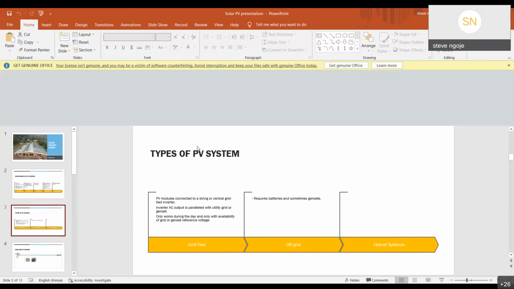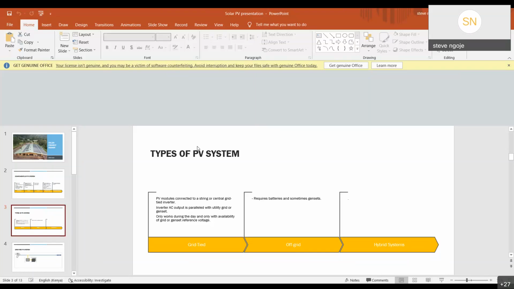When we're moving to the next subtopic, it is now the types of PV systems. Initially, if you can recall, when I was talking about the different types of inverters, I gave 3 types. This also pretty much gave us a clear indication of what our types of PV systems could be. So we have pretty much 3 types of PV systems. We have the grid-tied PV systems.